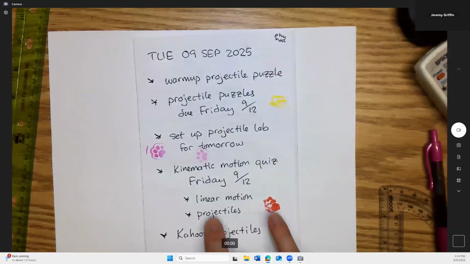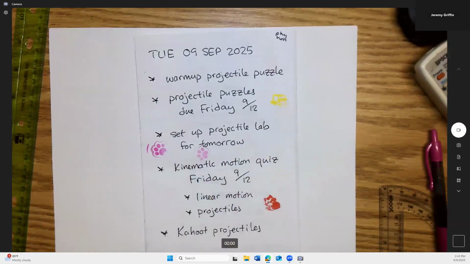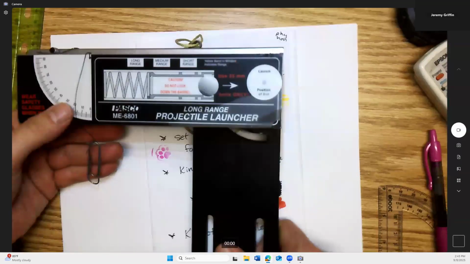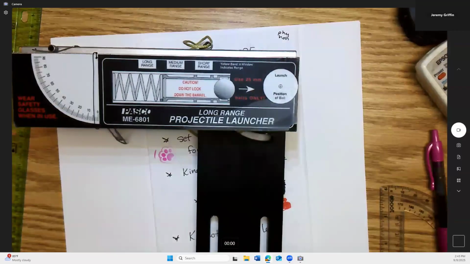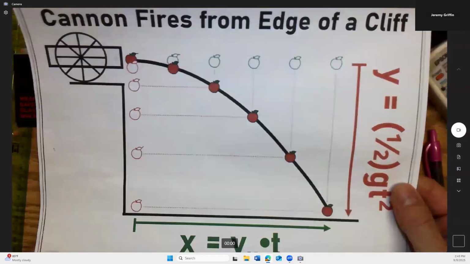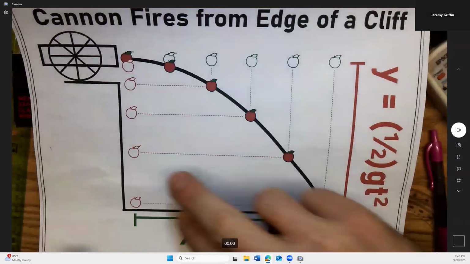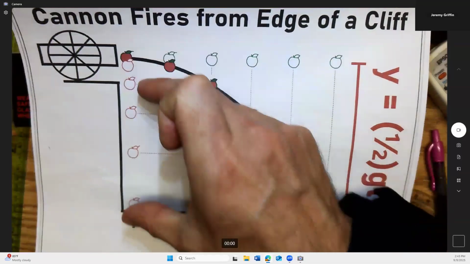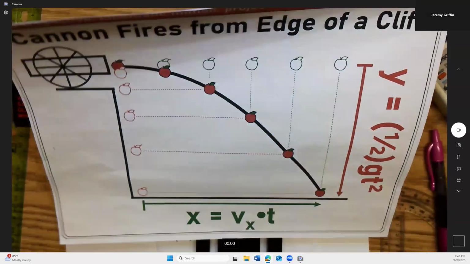Okay. Then tomorrow, can you guys dress to go outside? I want to do a projectile lab with you guys, as long as it's not raining. So tomorrow, you guys get this projectile launcher. Ooh, this is exciting. I have a picture of what we're doing. It's pretty much this right here. Can you guys tomorrow take a meter stick and walk up the stairs and measure the height of the balcony out here? Okay.